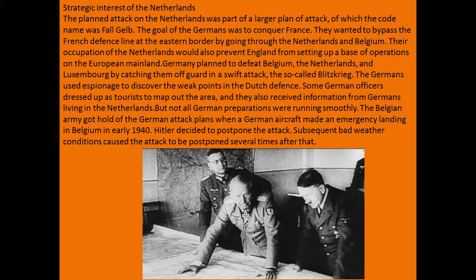Their occupation of the Netherlands would also prevent England from setting up a base of operations on the European mainland. Germany planned to defeat Belgium, the Netherlands, and Luxembourg by catching them off guard in a swift attack, the so-called Blitzkrieg. The Germans used espionage to discover the weak points in the Dutch defense. Some German officers dressed up as tourists to map out the area, and they also received information from Germans living in the Netherlands. But not all German preparations were running smoothly. The Belgian army got hold of the German attack plans when a German aircraft made an emergency landing in Belgium in early 1940. Hitler decided to postpone the attack. Subsequent bad weather conditions caused the attack to be postponed several times after that.